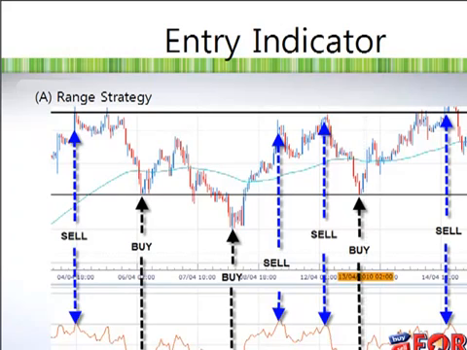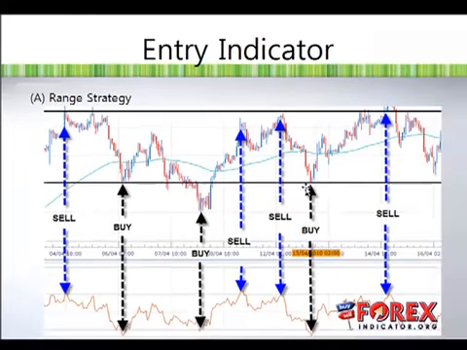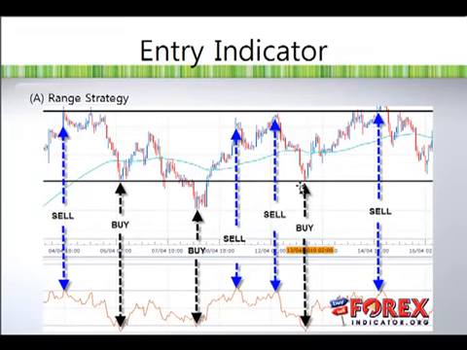Let's say that you're in a range strategy, and you can see that I actually drew two black lines here. This is a trend channel, and it's a sign that the price is moving sideways or in consolidation, and this is the best time to use the RSI indicator. When the market is ranging, the RSI indicator works best.